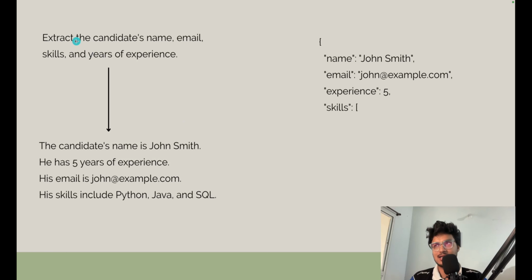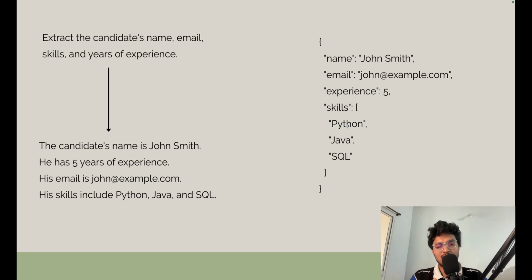If you say, extract the candidate's name, email, skills, and years of experience, and you get a response like, the candidate's name is John Smith, he has 5 years of experience, his email is john@example.com, and so on. It makes sense to us, but not to the machine, because mostly we need this kind of structure in JSON format: name, email, experience, and skills in a list, such that the machine can also understand. And this is called a schema.